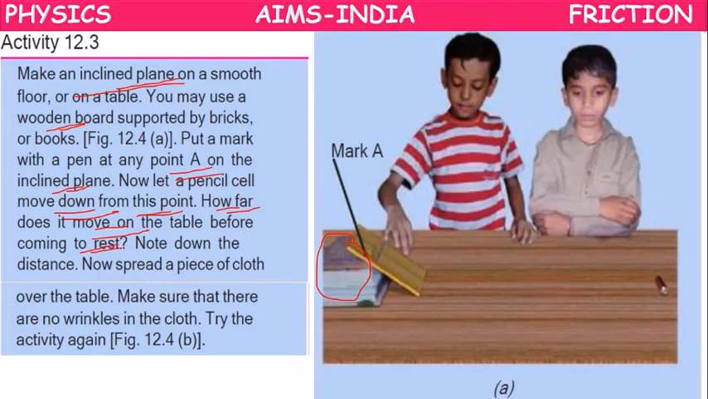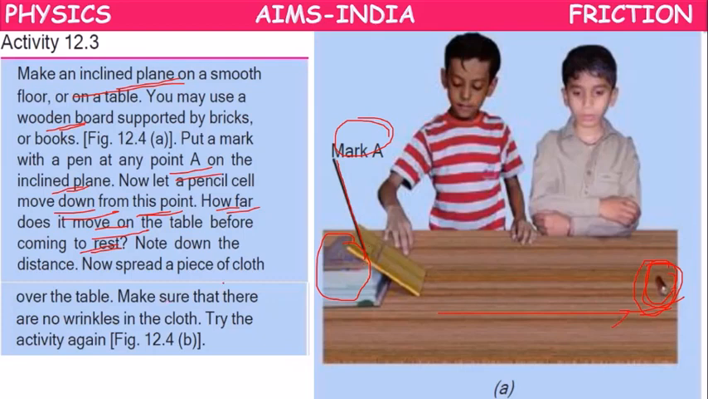So first we have to mark a point A on the inclined plane. From there, take a cell which will be available in your house, a pencil cell, a small cell or a normal, any kind of cell, and drop it from point A and observe how far it moves on the table and note down its position. So in the first case, the pencil cell is moving on the table.